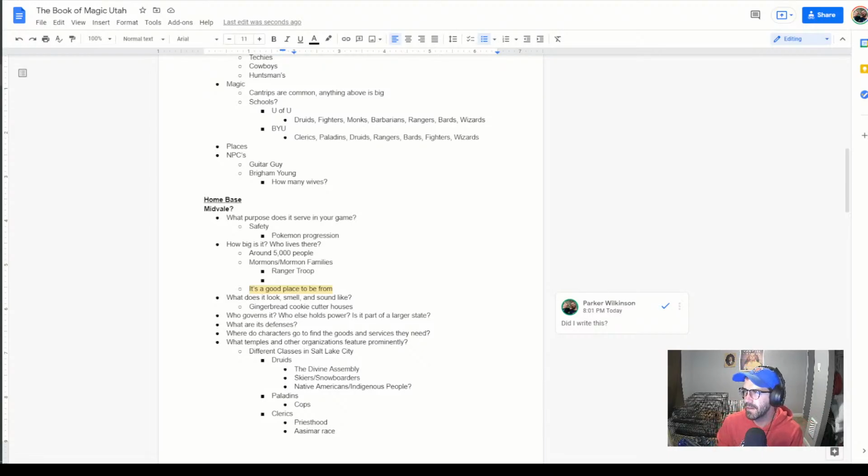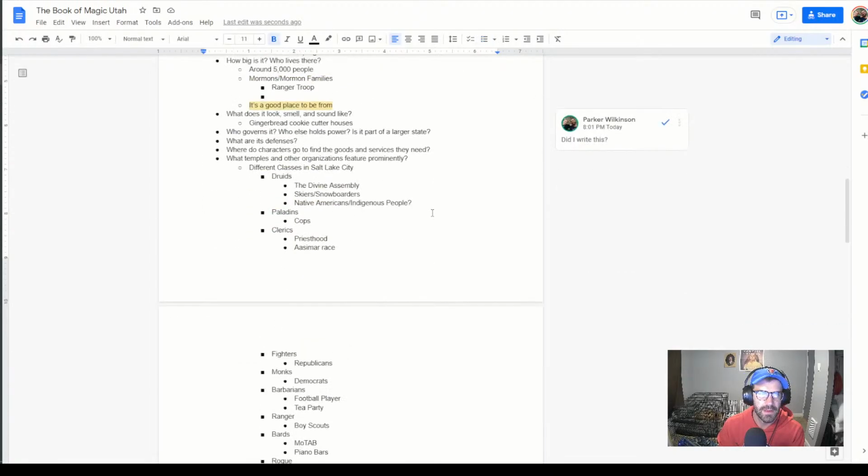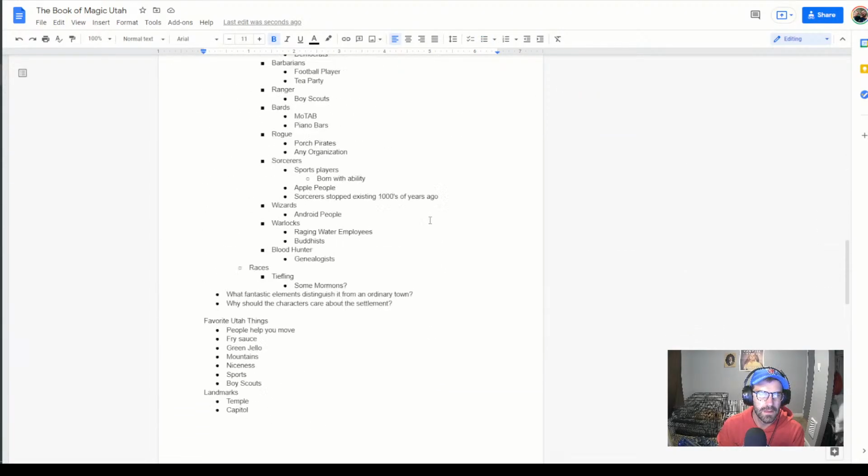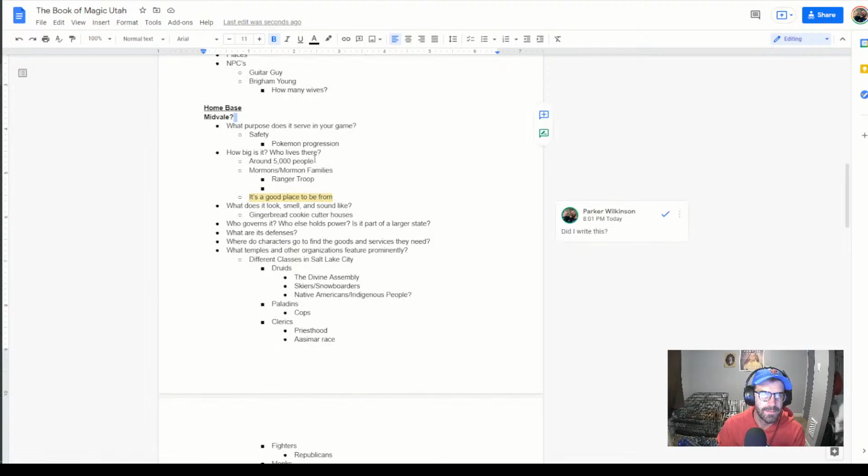So I think I want to make a village. Yeah. We'll make it a village. Mm, it's got to be a town. We'll just say it's a town. It's not small enough to be a village, I don't think. So we'll call it a town.